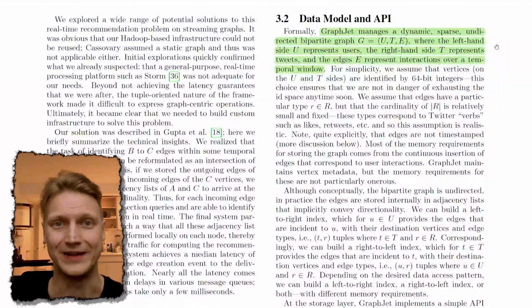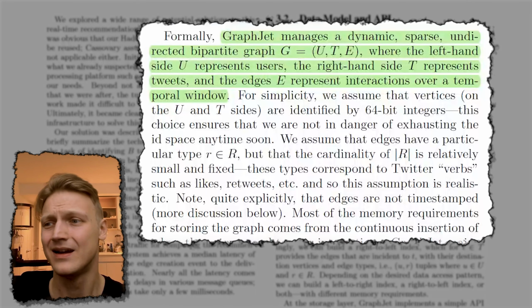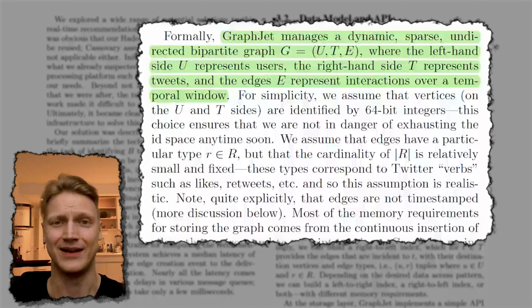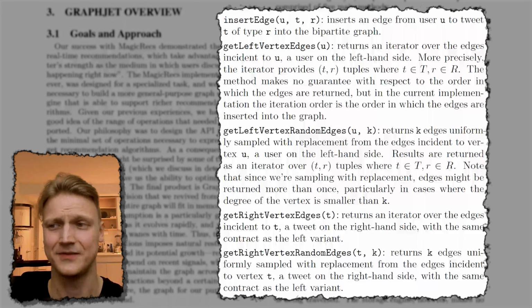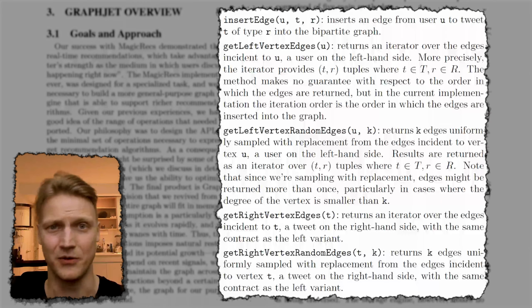Fast forward to the data model and API just to have an idea. So this is a bipartite graph with users represented on the left-hand side and tweets represented on the right-hand side, with edges representing their interactions over time. The API is indeed simple, represented by 5 different methods for edge insertion and for edge traversals in both ways.